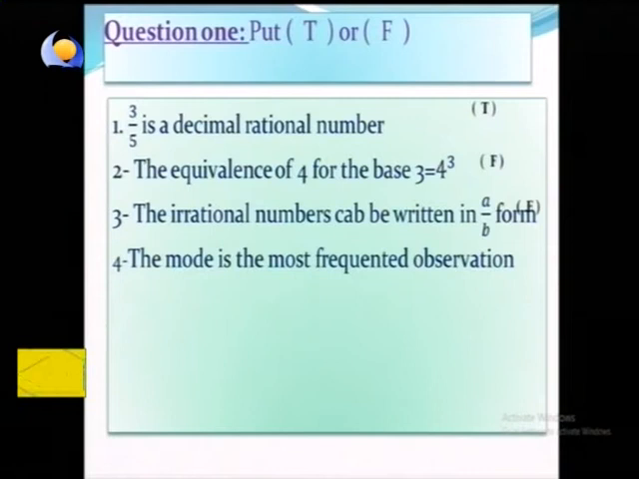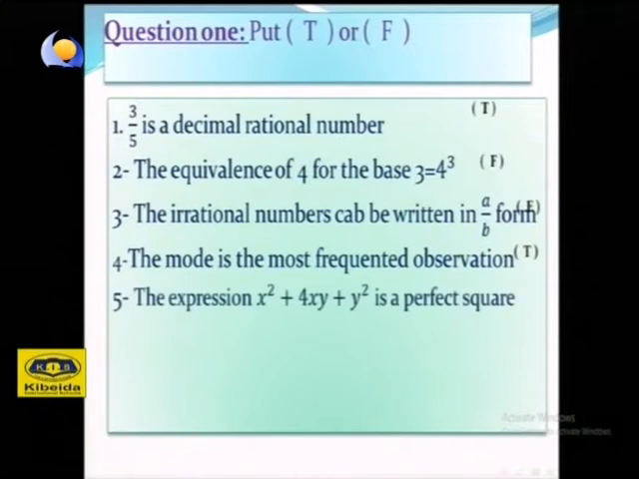Number 4, the mode is the most frequented observation. This is in statistics. The mode is the number that is repeated the most. Frequented means repeated. So this is completely true. We mean that the mode is the number which is repeated the most.